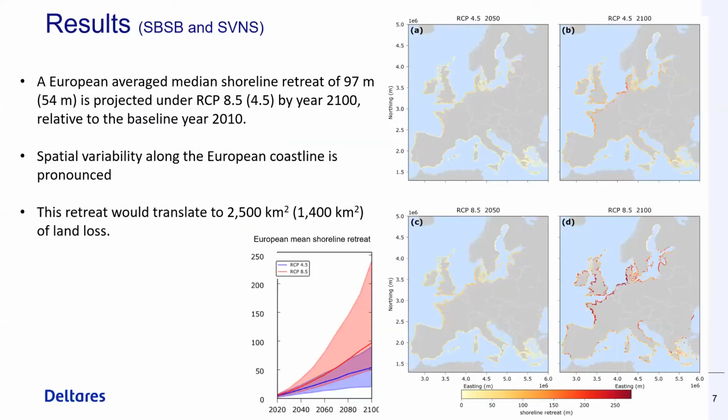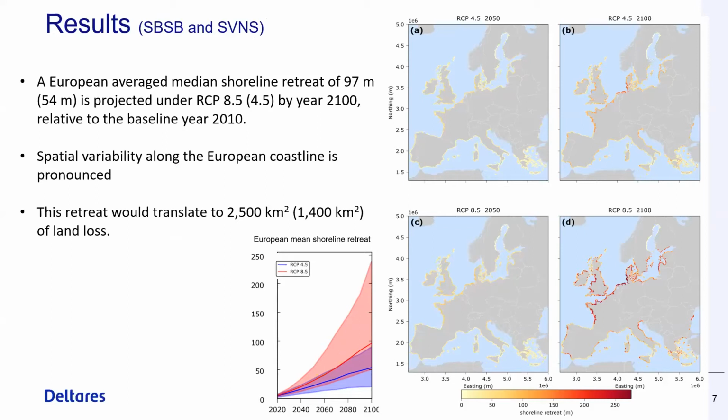In this picture, you can see some of the results using a specific combination of the data. On the 4 maps, you can see the results for the 2 RCPs, 4.5 and 8.5, at the mid of the century and at the end of the century. As you can see, there is quite some spatial variability in the potential shoreline retreat.